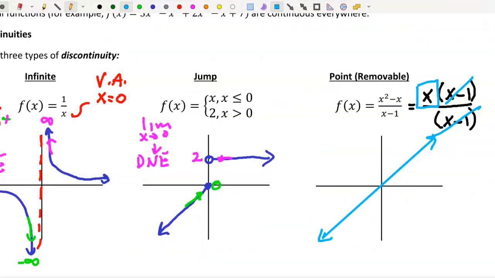All right. So it's no coincidence that we have canceled out x minus 1, and that's exactly where there's a point discontinuity right there. Right? There's no value. So f of 1 is undefined. It does not exist. So that's the point.